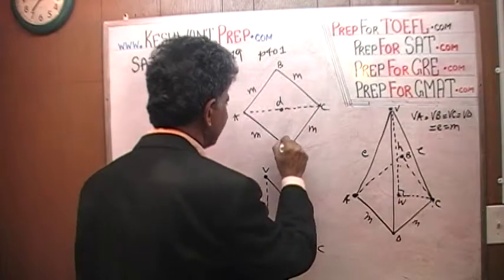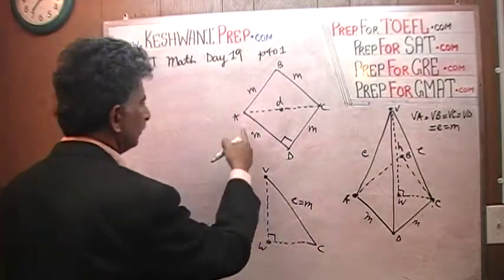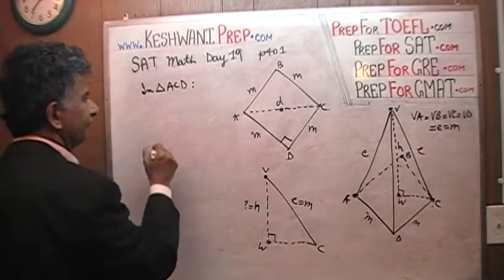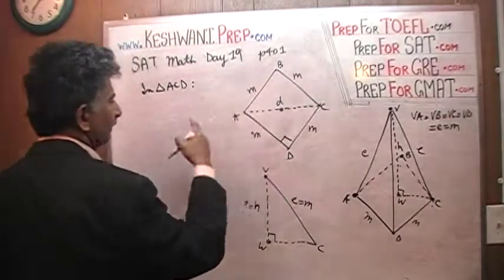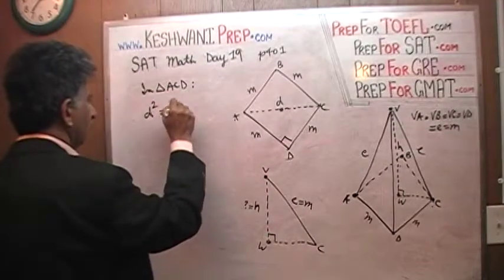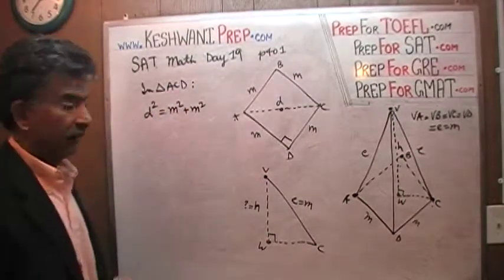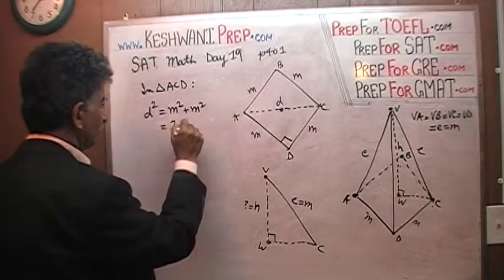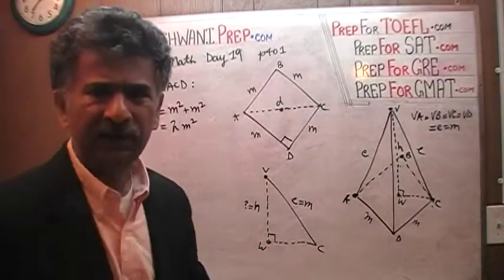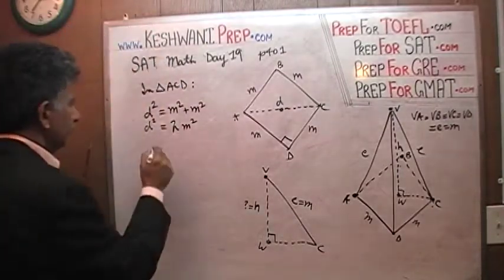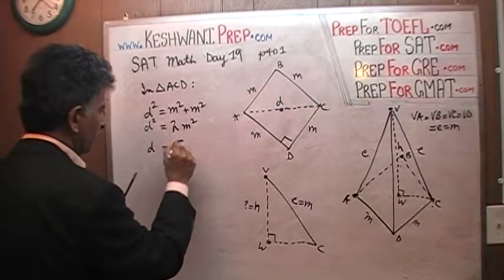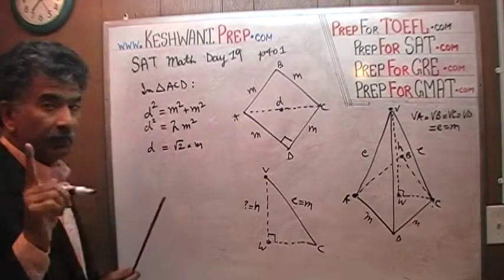Let's call it D. This is a right angle. This is M. This is M. So we're going to use the triangle ACD. In triangle ACD, the diagonal, which is the hypotenuse, D squared, equals this side squared plus that side squared. A simple application of Pythagorean theorem. So that's 2m squared equals your diagonal squared. Why do I keep calling it diameter? There is no diameter, it's a diagonal. Therefore, if you take the square root of both sides, the diagonal D equals the square root of 2 times m.